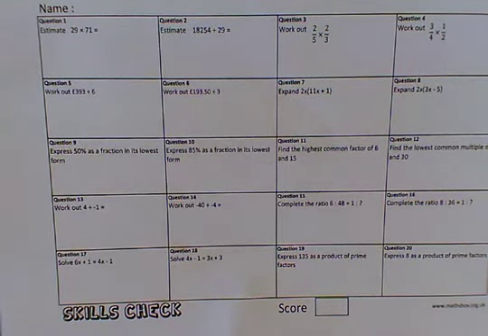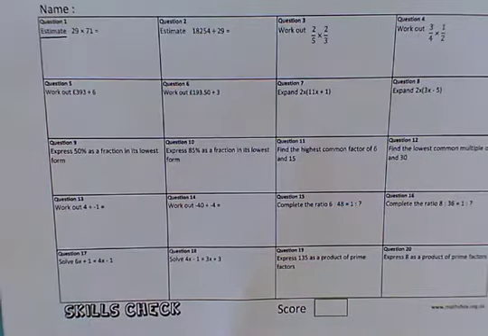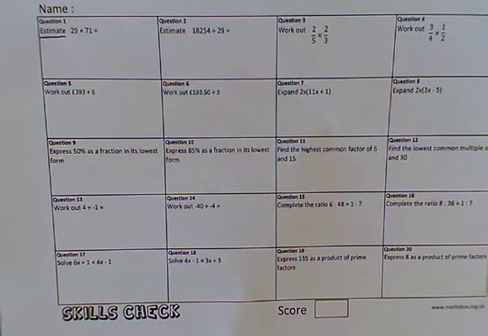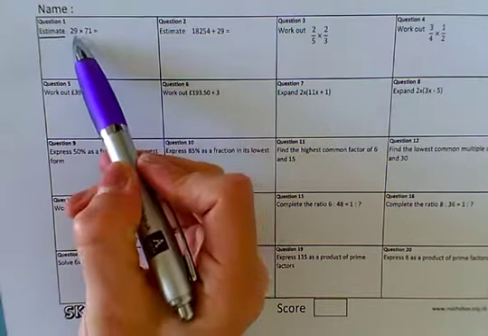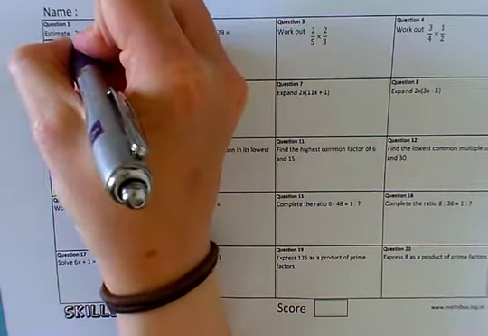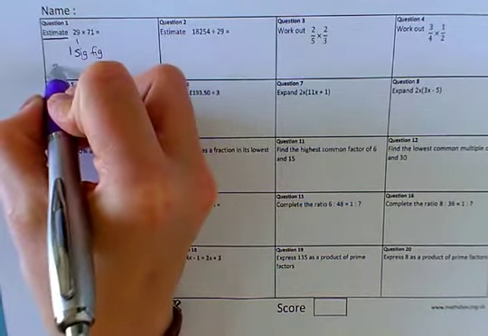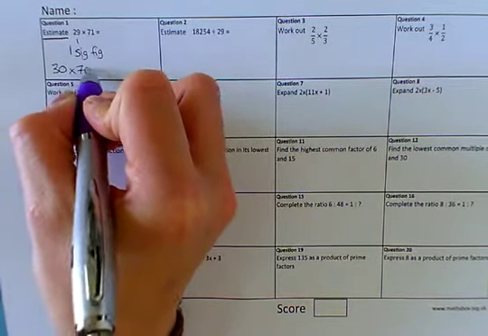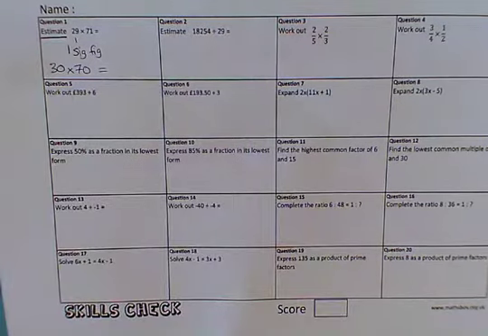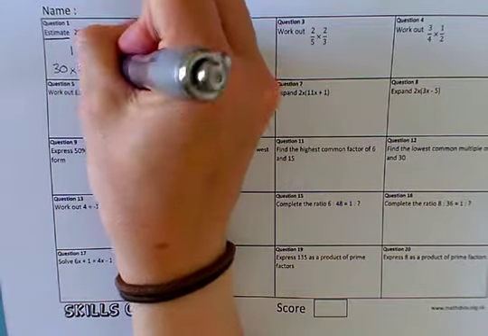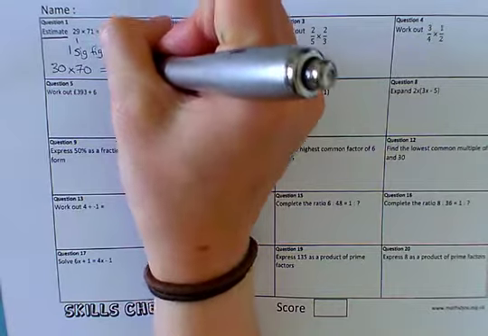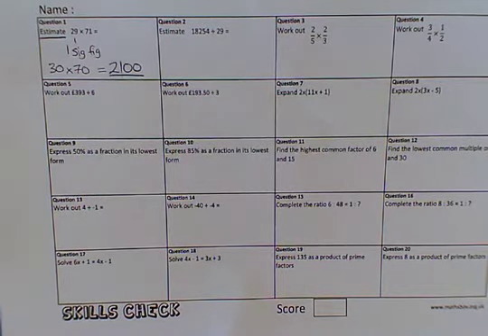So question 1, we're told to estimate 29 times 71. Now that word is very important. It makes our calculation a little bit easier, but some of you were not estimating, doing the actual calculation, which means you wouldn't get the mark. So here, 29 times 71, I'm going to round both of these to one significant figure, and so that calculation is going to become 30 times 70, which is equal to 3 times 7 is 21, then add the zeros at the end, so 2,100.